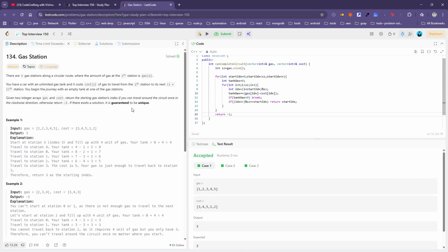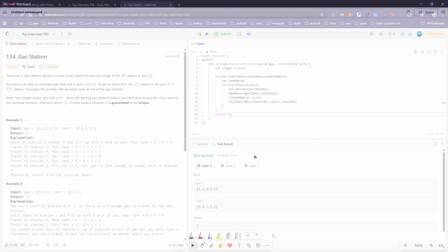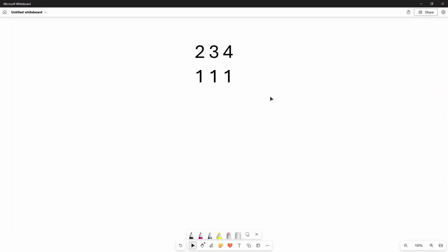Now we'll see the second solution. The second solution will take big O of n time complexity. So now let's see the second solution. Okay, so now let's say this is the gas array and this is the cost array. Okay, now we'll start with the first index.